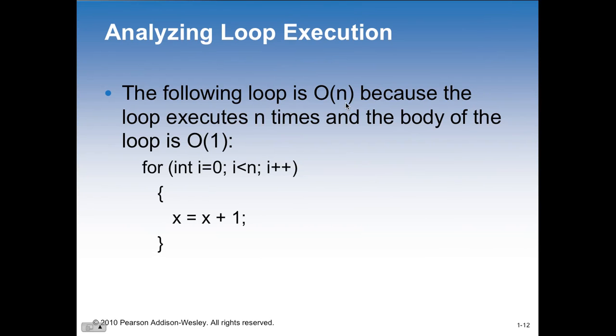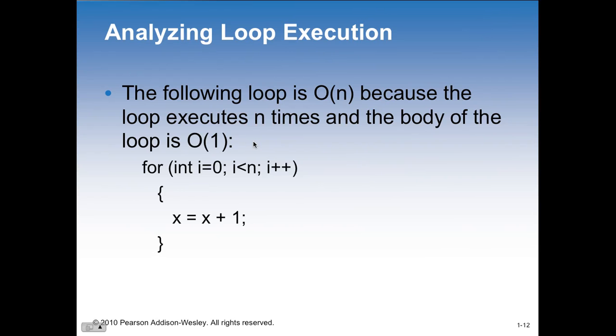in terms of loop 1. So we have one loop. The following loop is O(n). This is big O notation, by the way, because the loop executes n times and the body of the loop executes once. So we have a typical C++ looking for loop. We can say that's O(n).